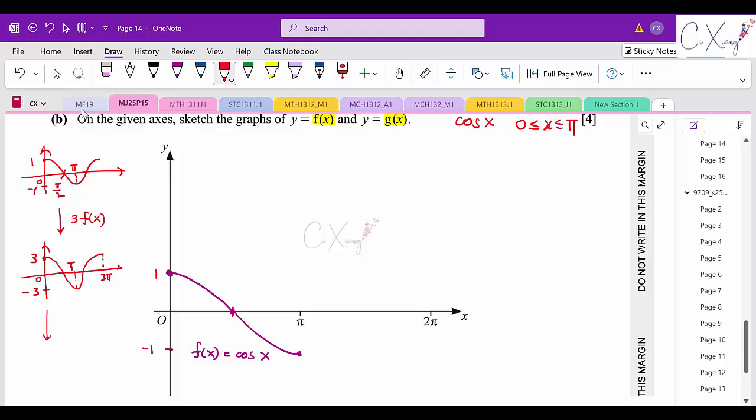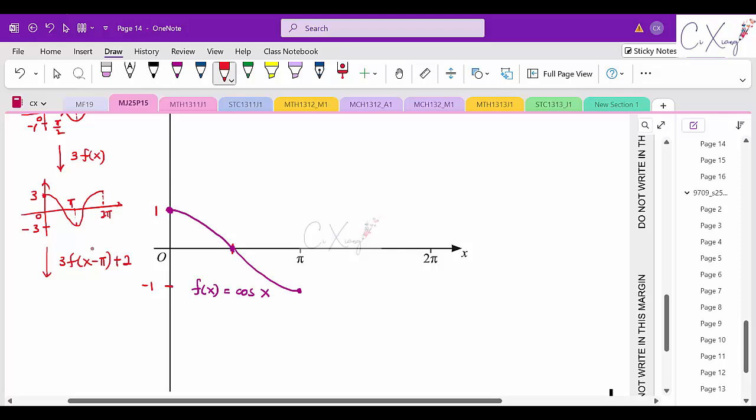After that, I need to have a translation of x is pi unit to the right, y is 2 unit going up. So when you want to sketch pi unit to the right, that means this part, the 0, you move it to the pi.